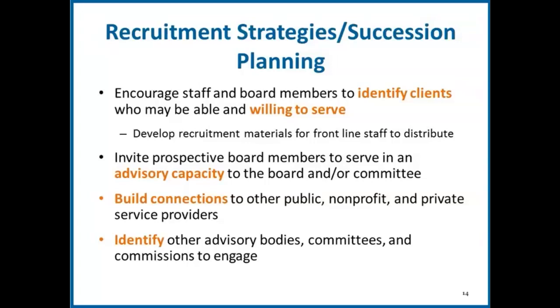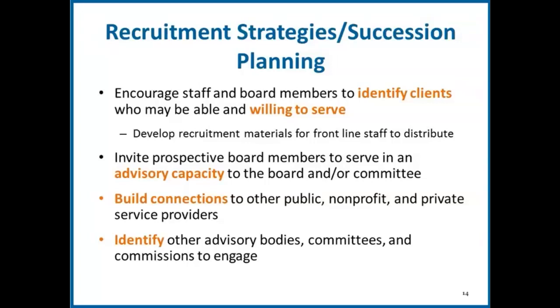Another suggestion is identify other advisory bodies, committees, and commissions to engage. So many communities have those citizen bodies, those advisory groups. That is a great place to pull additional folks for your board from, because those are most likely individuals or members of other organizations that have those connections to other sectors that can really be great resources for your board. So that should be a fertile ground for recruitment, any advisory bodies, any citizens commissions.